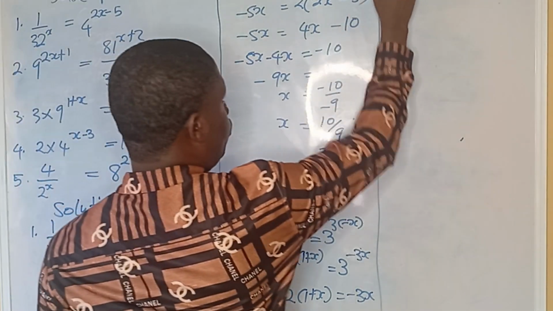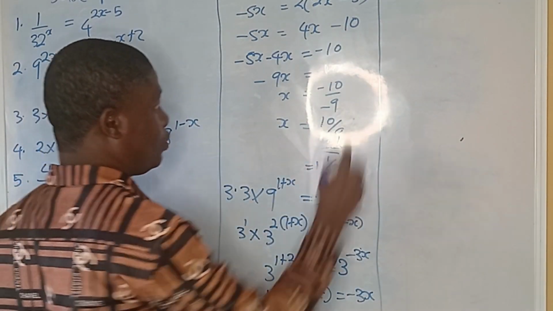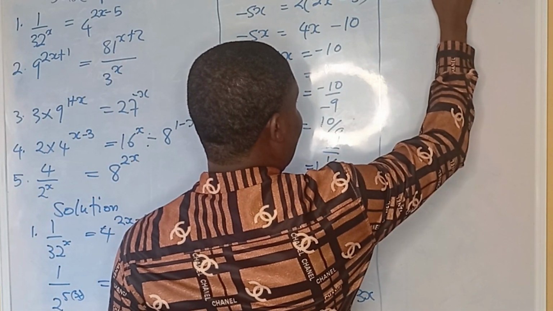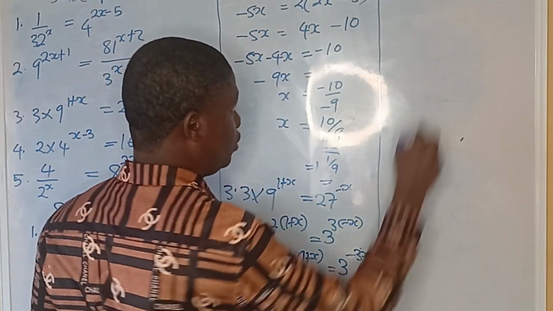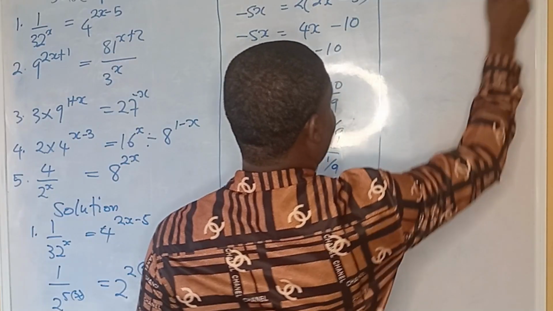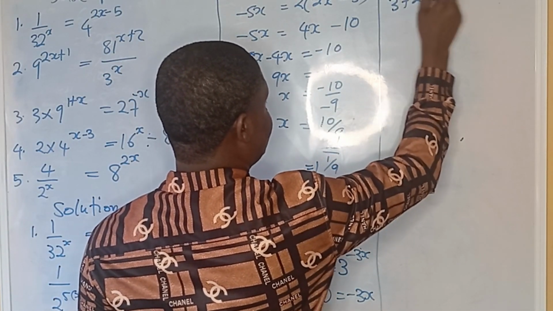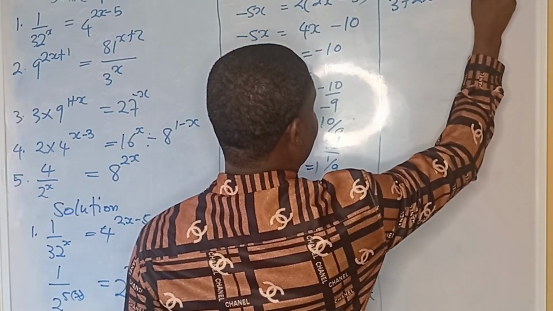We're going to have 1 plus 2 times 1 is what? 2 plus what? 2 times x is what? 2x equals to what? Minus 3x. So 1 plus 2 is what? 3 plus what? 2x is equals to minus 3x.